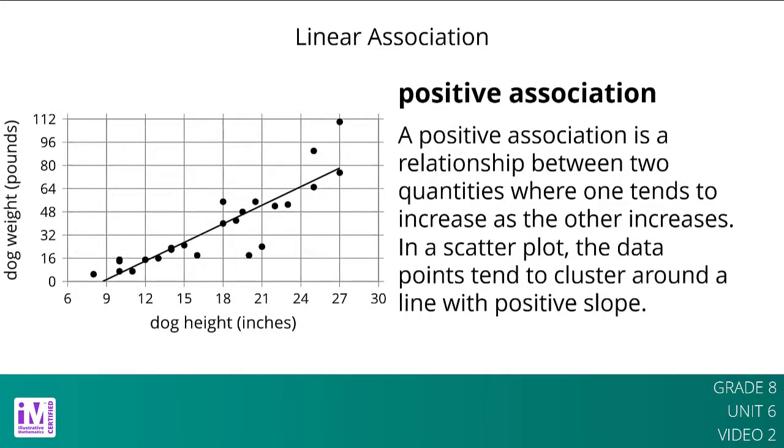Positive association. A positive association is a relationship between two quantities where one tends to increase as the other increases. In a scatter plot, the data points tend to cluster around a line with a positive slope.